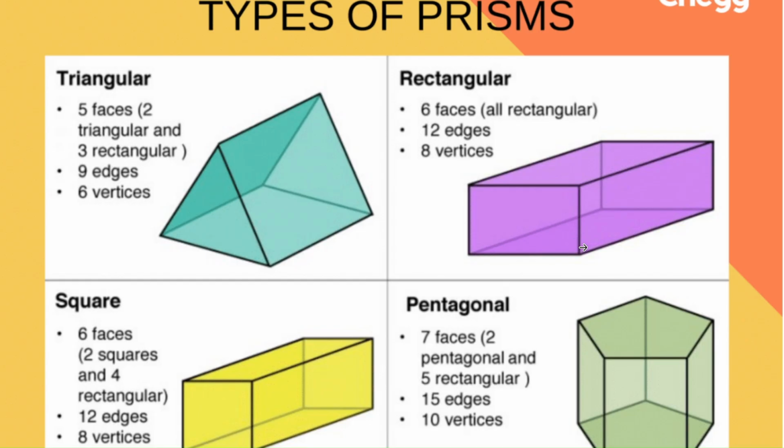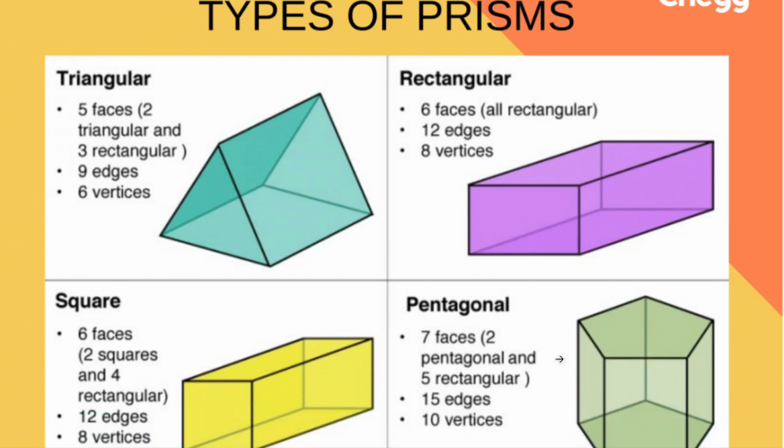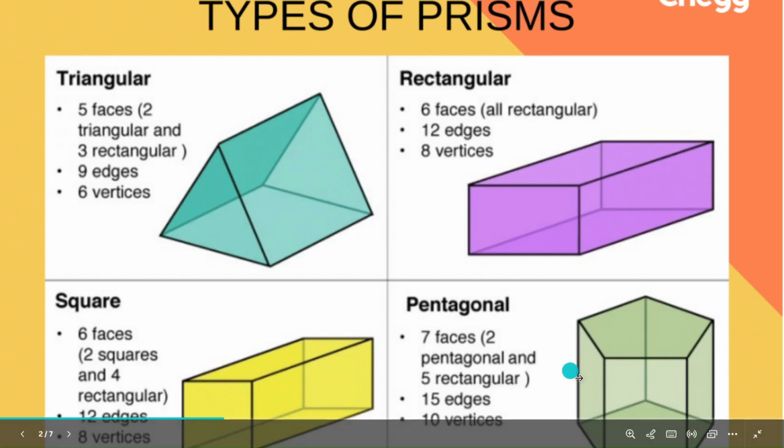And the square prism has square bases and four rectangular side faces. And the pentagonal prism has pentagon-shaped bases with five rectangular sides. Even though their bases are different, all prisms have flat faces and straight edges, and the same cross section throughout their length.